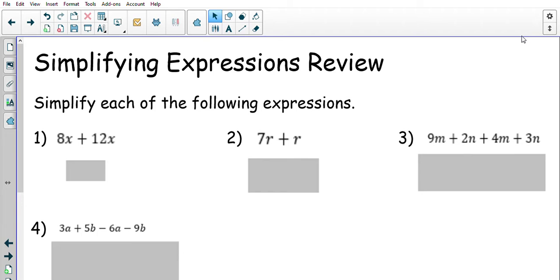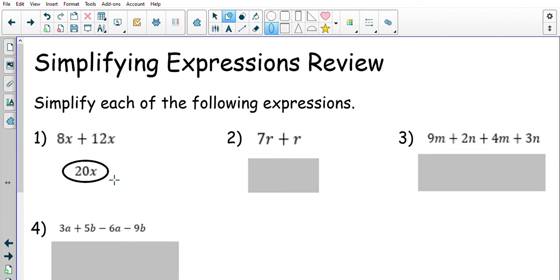So number 1 says 8x plus 12x. These are what we call like terms because they both have the same variable attached. So I can combine them together, and it's as simple as doing 8 plus 12, which is going to get us 20. So my answer here is 20x. I do ask that, some of these problems require a little bit more work, just circle or box in your answer at the end so it's pretty easy for me to see what your solution is.